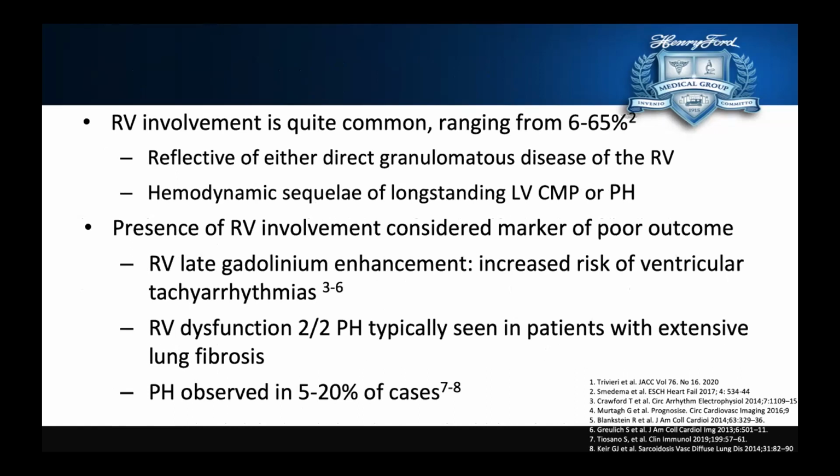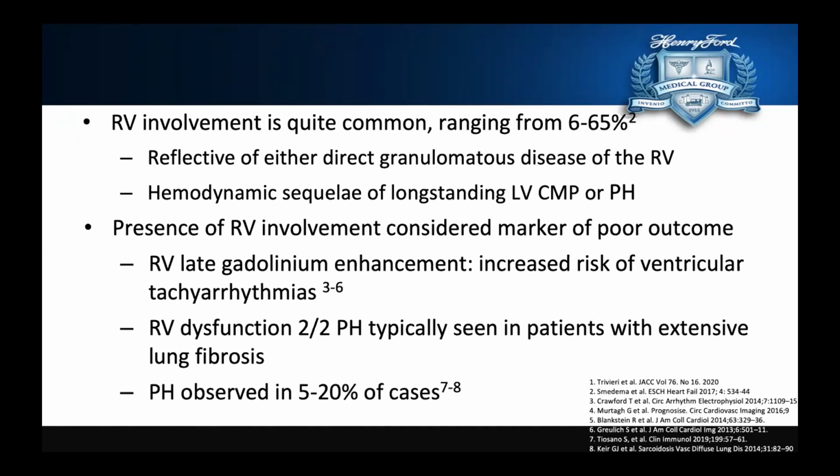Right ventricular involvement in cardiac sarcoidosis is quite common. It ranges from 6% to 65% depending on the study. This can be reflective of either the direct granulomatous disease of the right ventricle or hemodynamic sequelae of longstanding left ventricular cardiomyopathy or even pulmonary hypertension. Nevertheless, the presence of RV involvement, as you may imagine, is considered a marker of poor outcome.